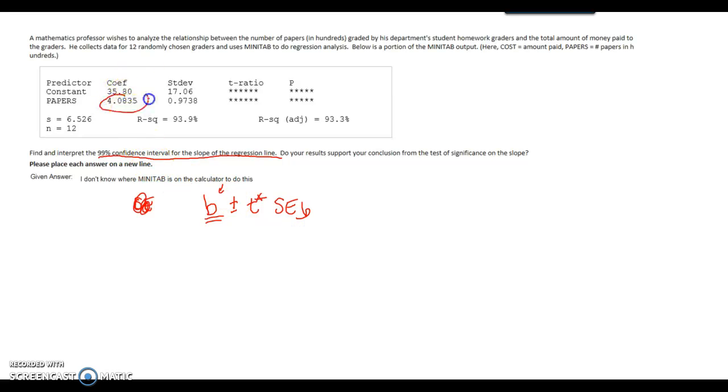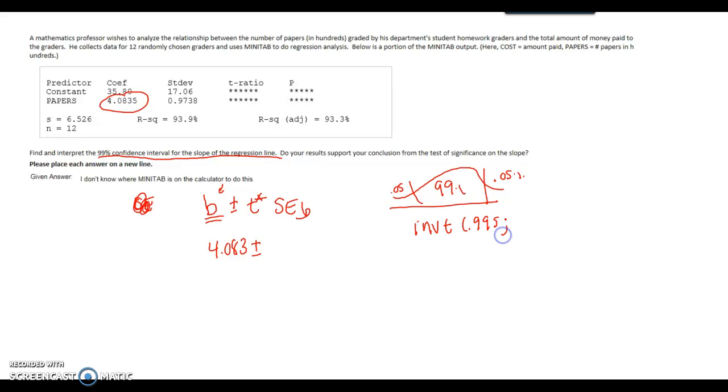Okay, so let's pick out our values here. Here's our slope, 4.083, plus or minus your critical t. Remember we're doing a 99% confidence interval, so here's 99%, this is 0.005, and this is 0.005. On my calculator, I'm actually just going to do inverse t, since this is a t distribution, of 0.995. We know that there are 12 data points, so degrees of freedom is n minus 2, which is 10. When I do that on my graphing calculator, 0.995, comma 10, I'm going to get 3.16. That's my critical t, 3.16, times the standard error of my slope.